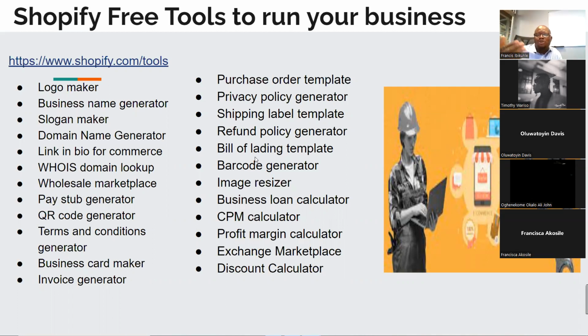So you can use the business loan calculator. If you need a loan, there are some questions you need to answer. Cost per impression, CPM calculator for your advertising. Those tools will help you do that. Profit margin calculator, so you know what your profit margin is. If you buy at this point, you ask, how much did you buy the product for, how much do you sell it for, so what's your profit margin? You can calculate that for you.